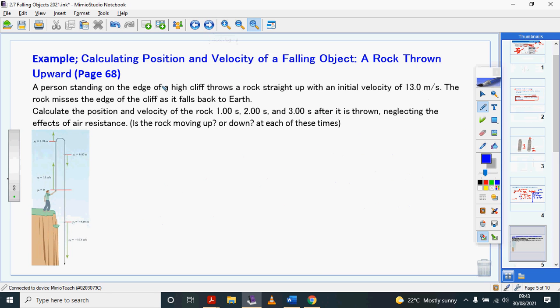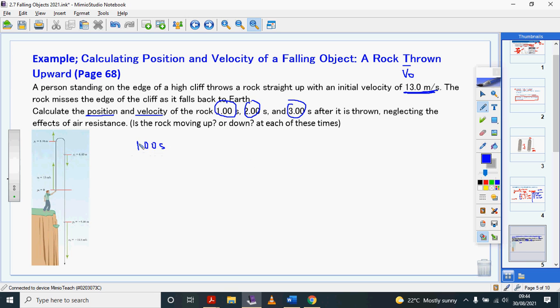All right, let's look at an example so that you can get an idea of what I'm talking about. We're trying to calculate position and velocity of a falling object. There's a rock thrown upwards, and this example is from page 68 of your textbook. So this guy throws a rock on the edge of a high cliff straight up with an initial velocity of 13 meters per second. The rock misses the edge of the cliff as it falls back to the earth, so it just keeps going down, as you can see in the picture. They want us to calculate the position and velocity of the rock at 1 second, at 2 seconds, and at 3 seconds. I'm going to start with 1.00 seconds.